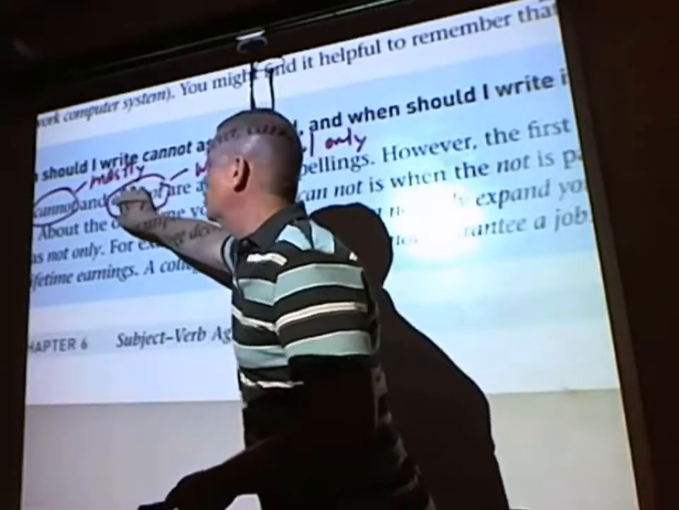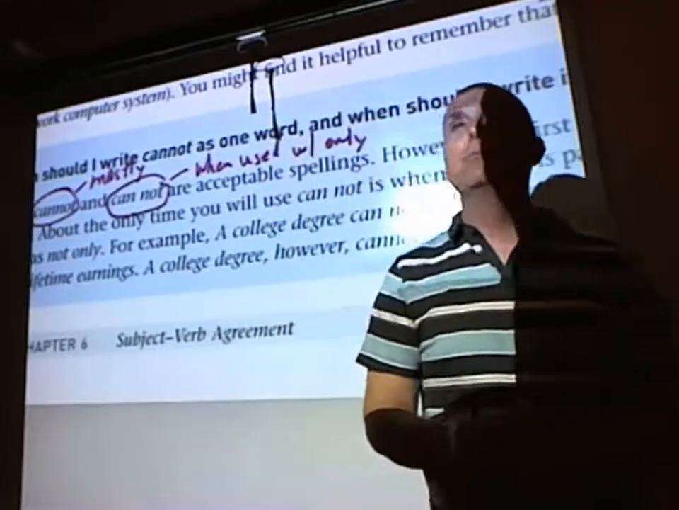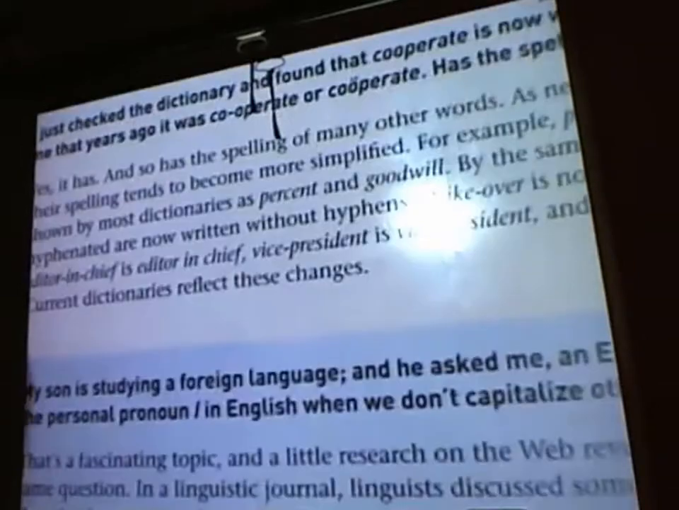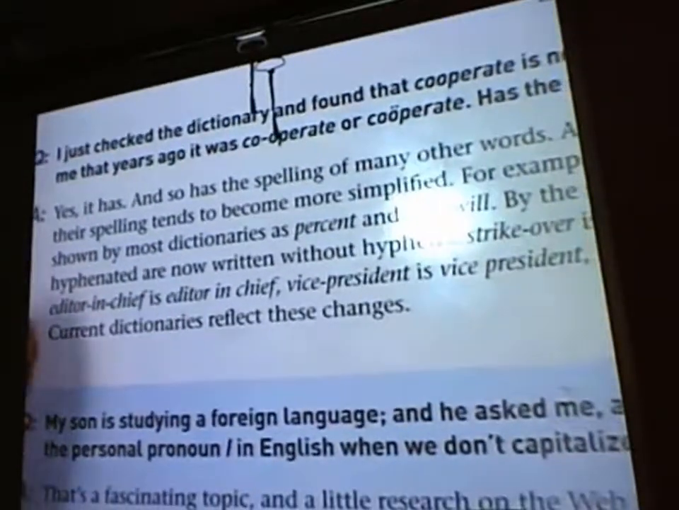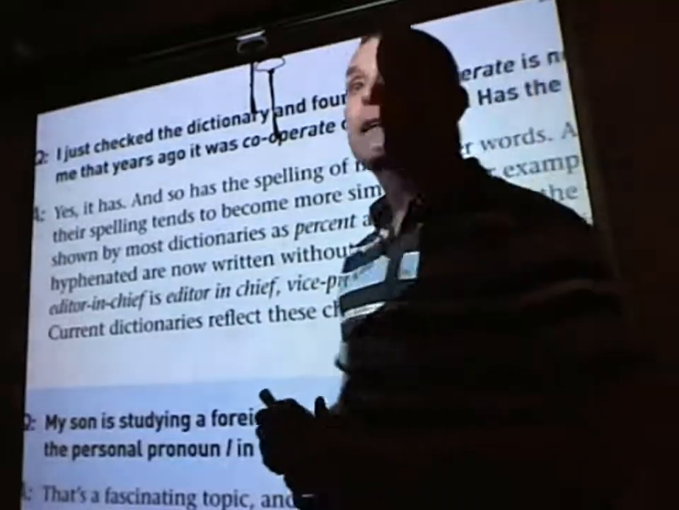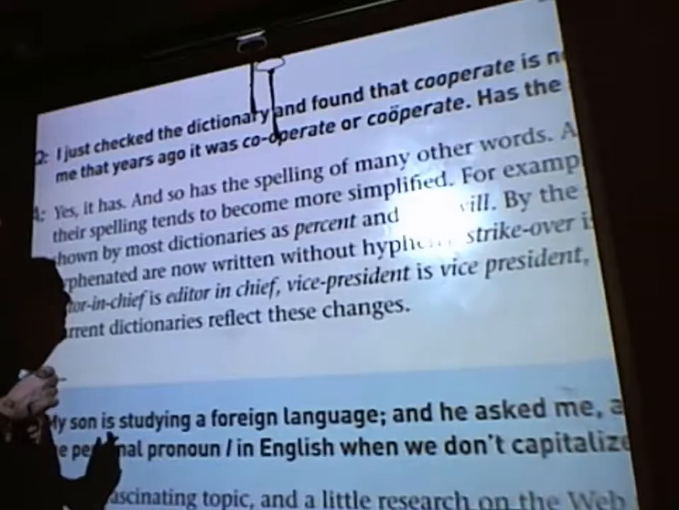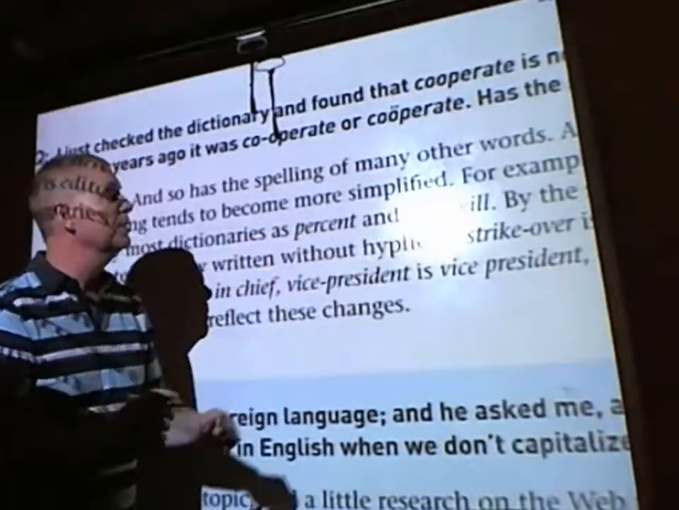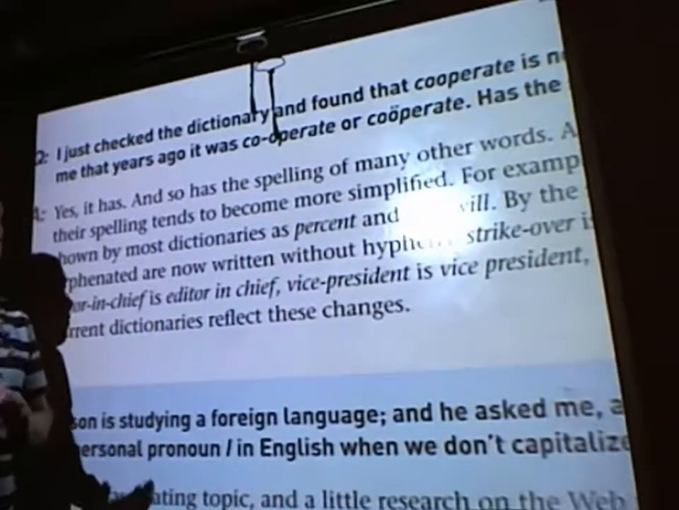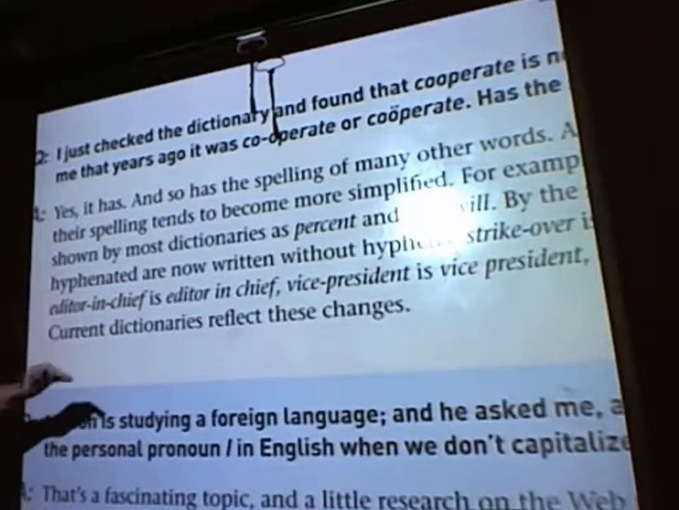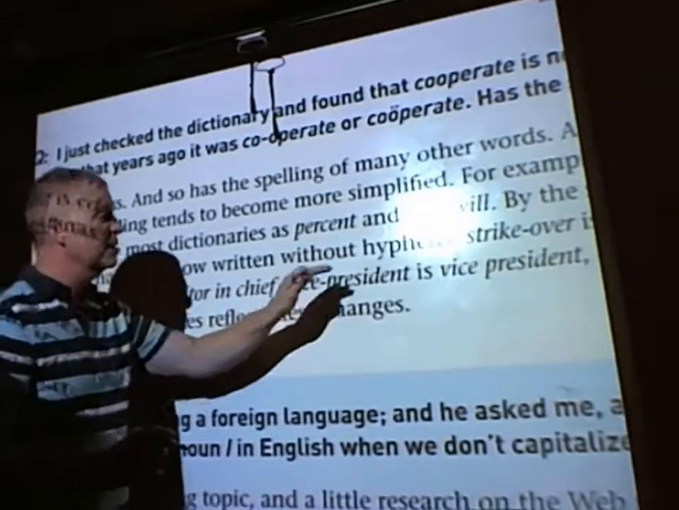Okay, this next section here, should we hyphenate cooperate? No, not anymore. You used to be able to, but now it's forbidden to do so. Also, the words percent and goodwill should be spelled without any hyphens as they used to be in the past. Strikeover is the same thing. Editor-in-chief should be without any hyphens. Vice president should be without any hyphens. And something to help a little bit, if you begin something with over or under, in the past we hyphenated, take that hyphen away now.